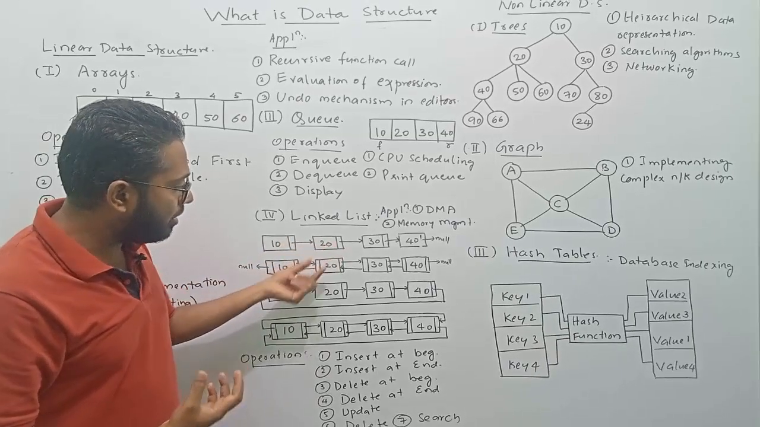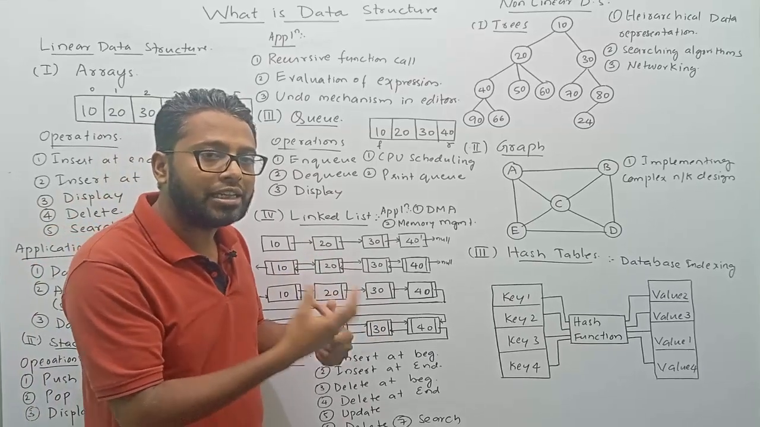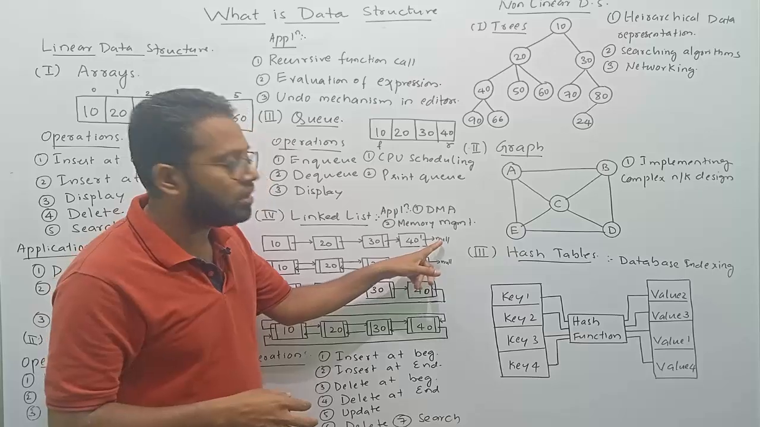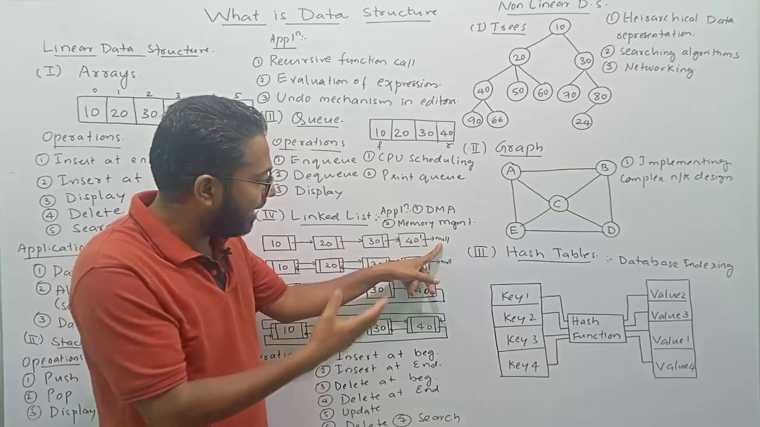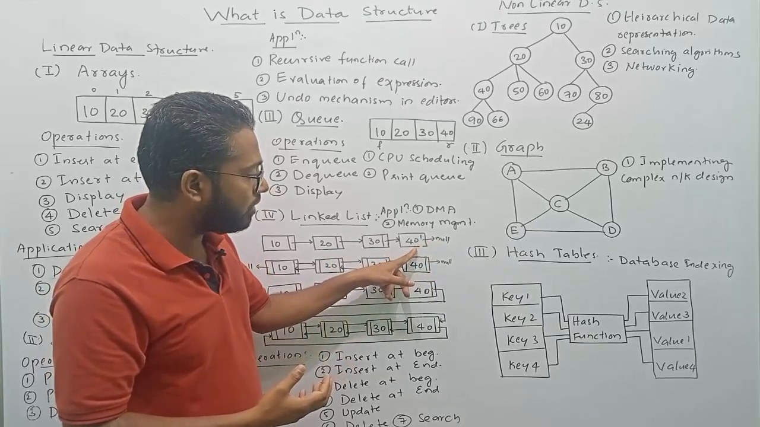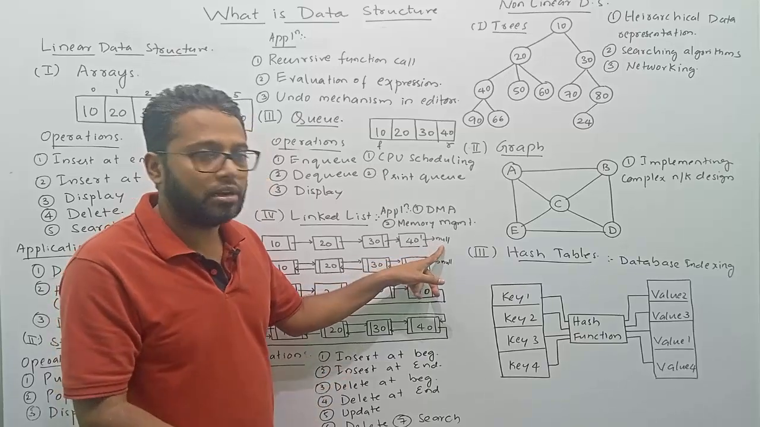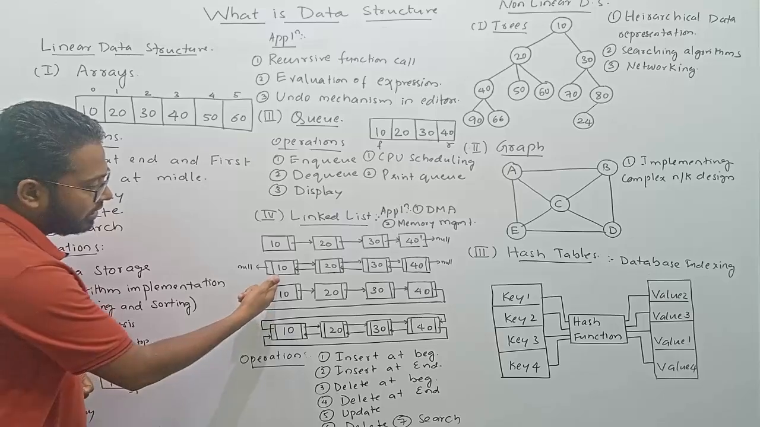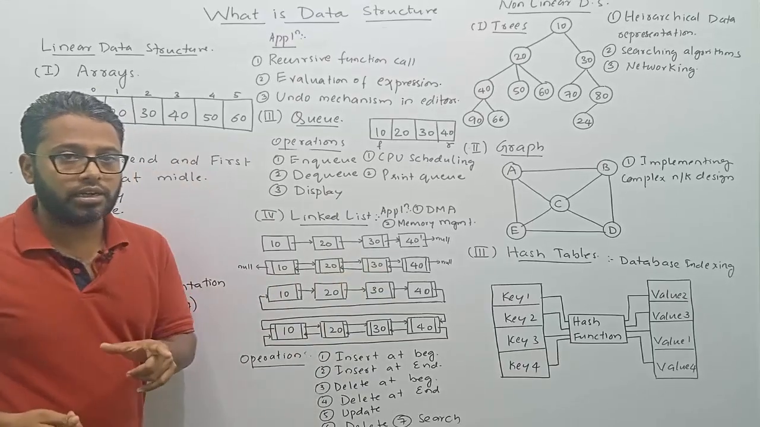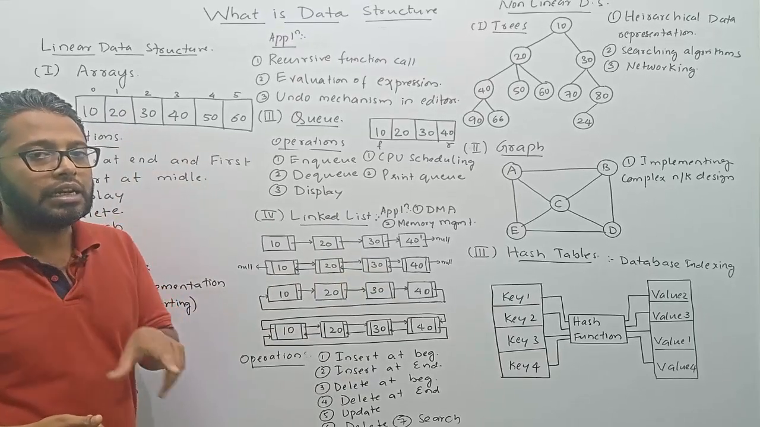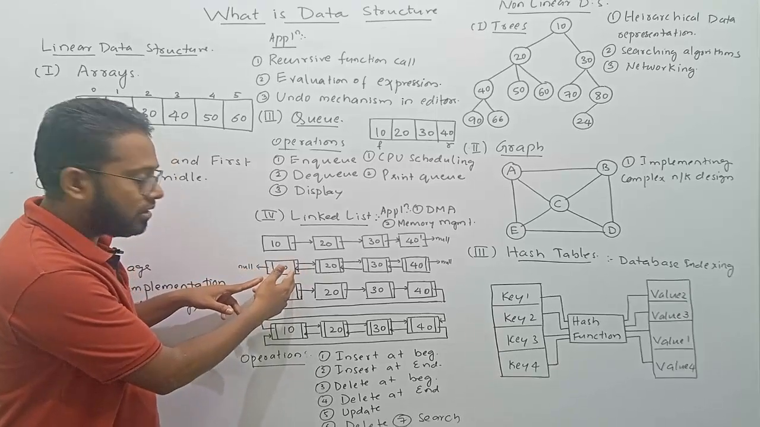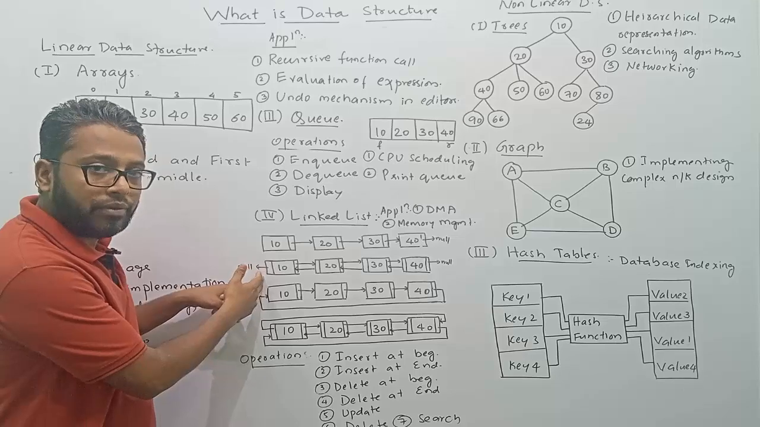Like this, each and every previous node will be pointing to the next node present inside the memory. Since there is no further node present at the end, the next part of the last node will point to null. So this is the design of a singly linked list, and this is the design of a doubly linked list. The doubly linked list has two parts: next part and previous part.